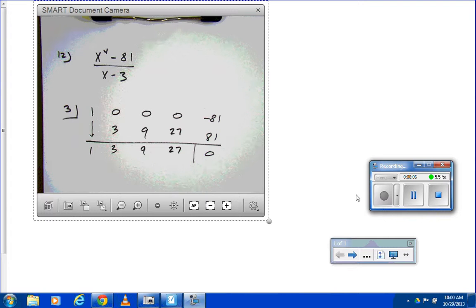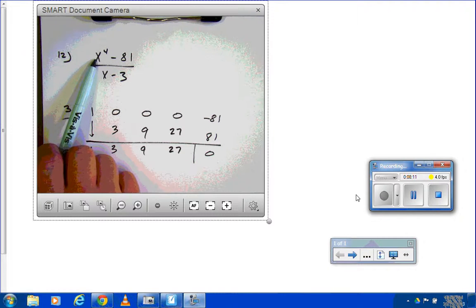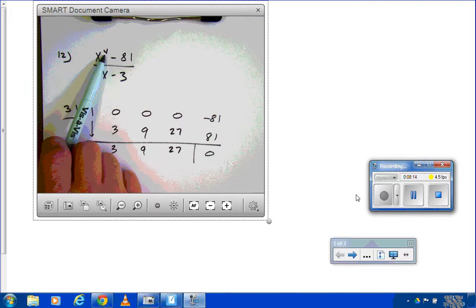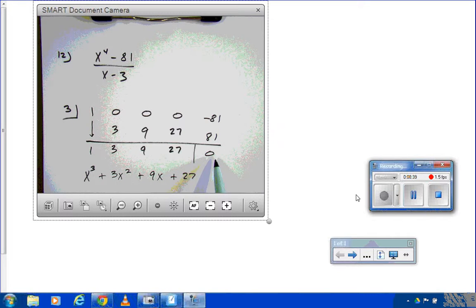Now let's write the answer. Remember, synthetic division always depresses this by a power of 1. So this is going to be 1x to the 3rd, so this would be x cubed. Now everything else is just going to descend by power. So it would be plus 3x squared plus 9x plus 27, and I don't have a remainder, so that's it. If I did have a remainder, like say plus 20 over x minus 3, that's it.